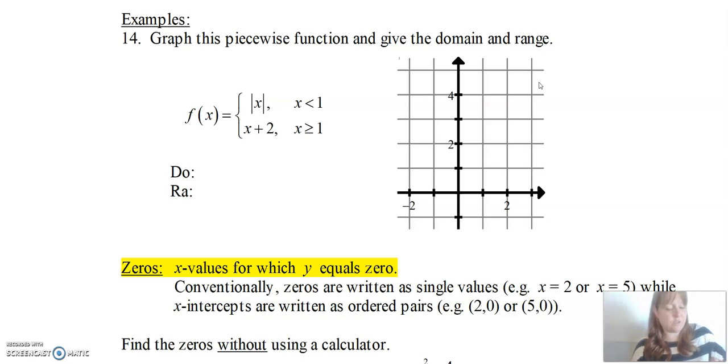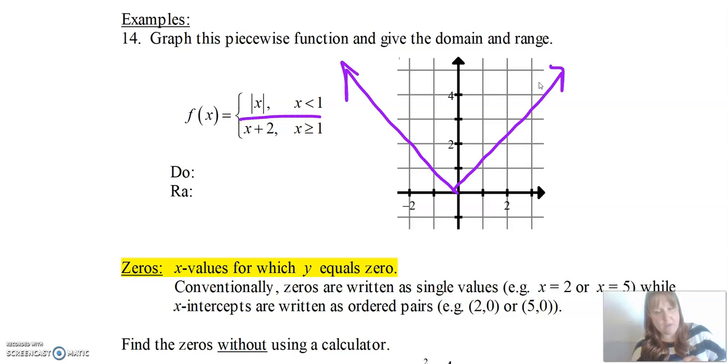So this first one is an absolute value of x. We know the parent function of the absolute value of x is this V shape. Right, it goes through the right points. It's this V shape, but we only want to see this when x is less than 1. So I actually only want to see it when x is less than 1. So right up here to 1, I want to see it there, but then I don't want to see it anymore.